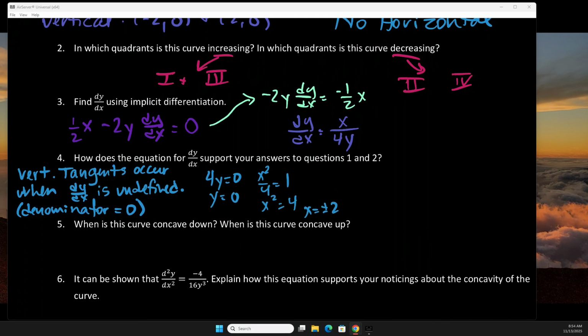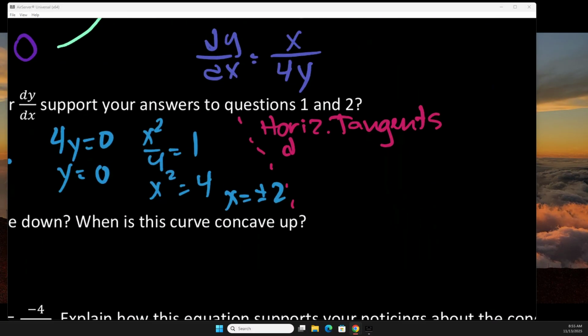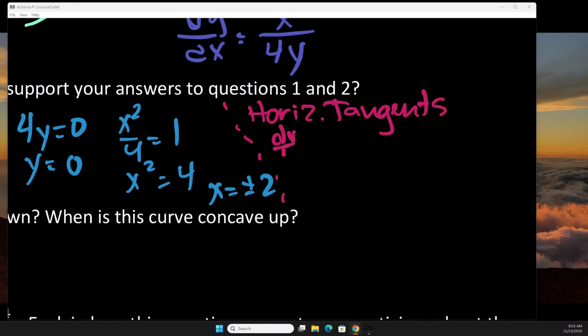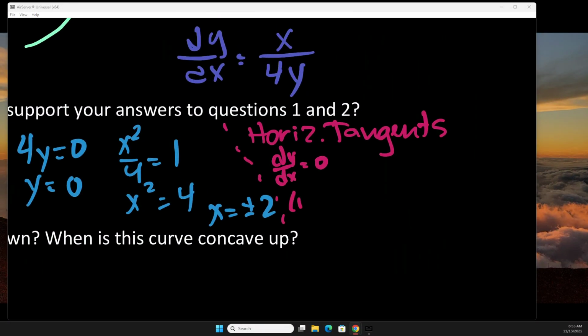Alright, so real quick, I'm going to fill in what we do for horizontal tangents. Even though this didn't have one, I'll show you why. We just said a second ago, the horizontal tangents happen when the derivative is 0, and that's going to be the numerator.